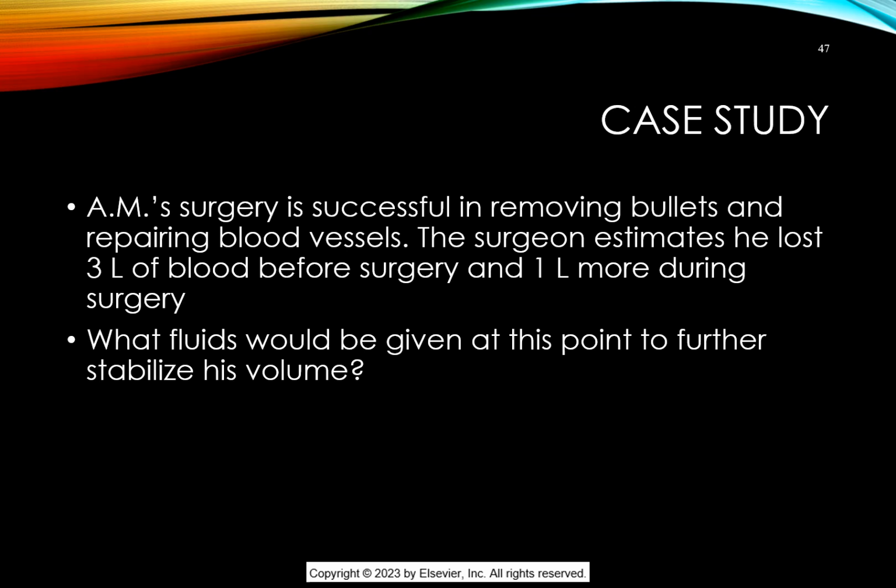So in our case study, his surgery is successful. They get rid of the bullets, they repair the blood vessels. Estimated blood loss is 3 liters and 1 liter. During surgery, what fluids would we give to stabilize his volume?